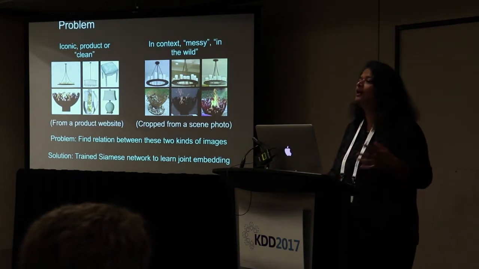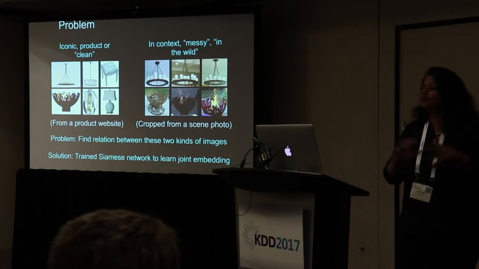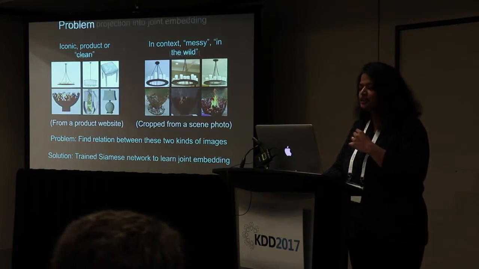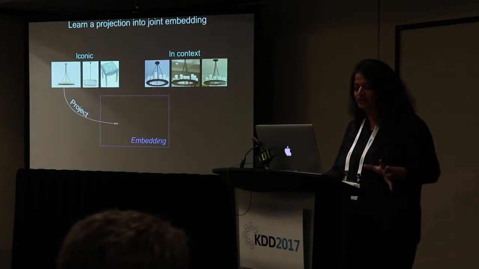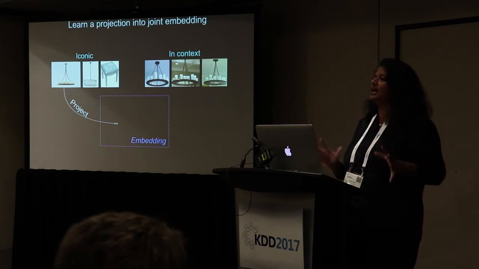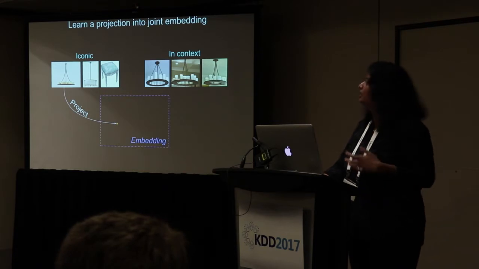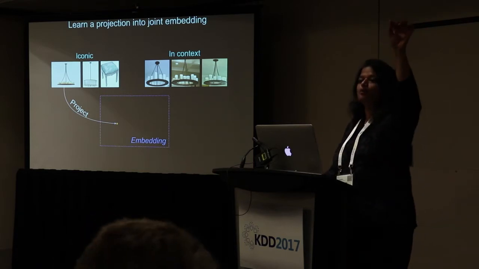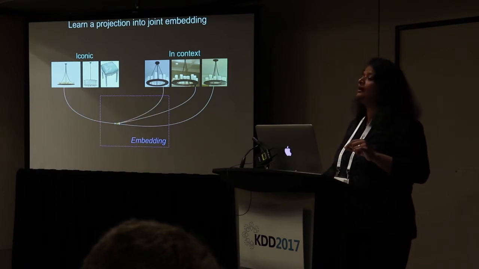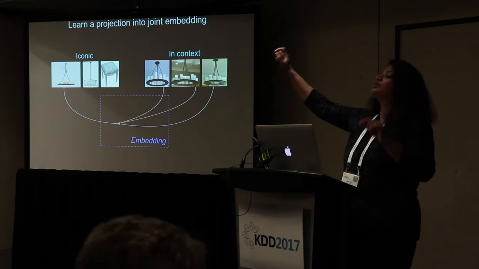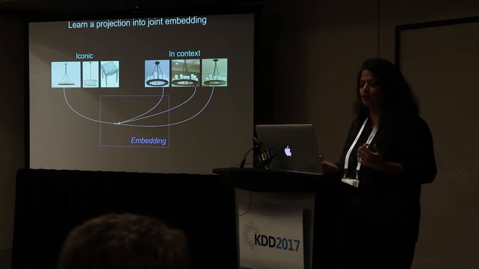So how do you do it? We trained a Siamese network to learn a joint embedding. I'll refer you to the paper for details on how we trained the network and what we did there. But let me tell you what it achieves. After you've trained the network, you've learned this projection so that when you start with an iconic photo, you project into a particular part of the space, the style space, and all of these messy in-the-wild photos should also project to the same space. That would be the ideal goal, and that's what you're trying to achieve.